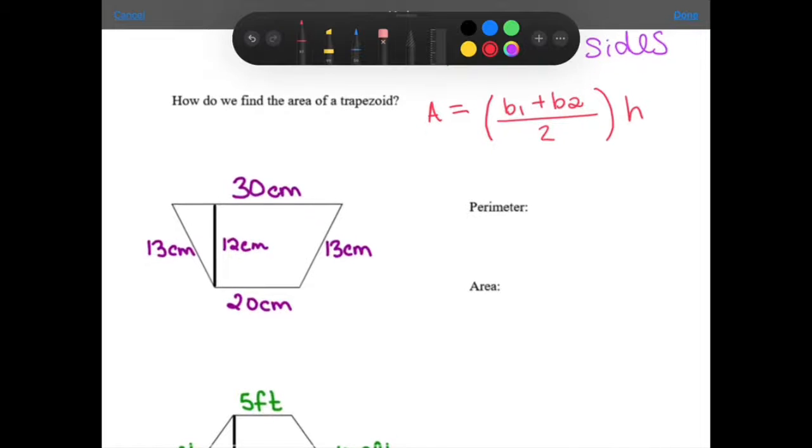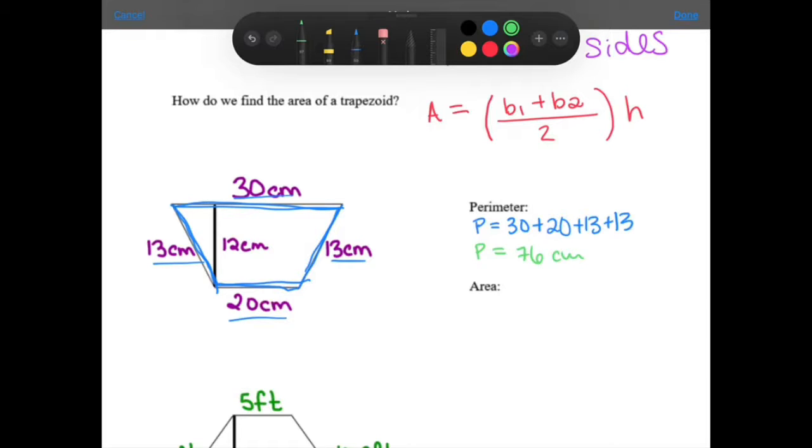Let's look at this first shape we have. Perimeter is add all sides. Alright, so when we do perimeter, unless it is a right trapezoid and one of the sides is perpendicular, the height does not matter and we don't use it. So it's just the four side lengths. So 30 centimeters plus 20 plus 13 plus 13. We add them all together, and we get perimeter is equal to 76 centimeters.